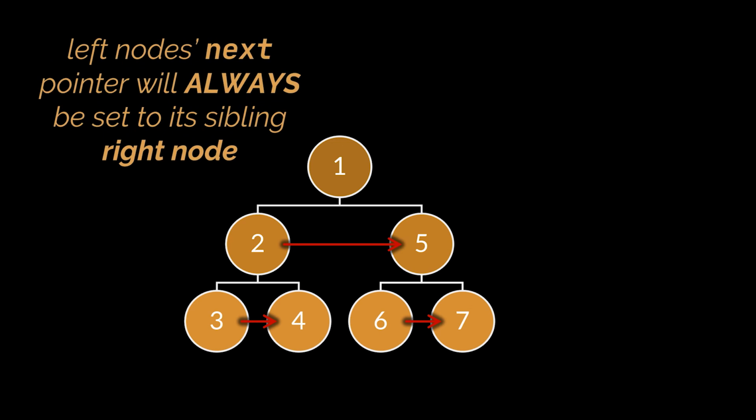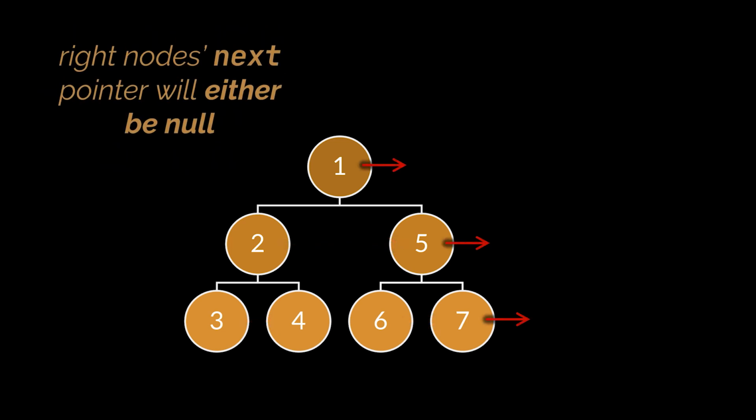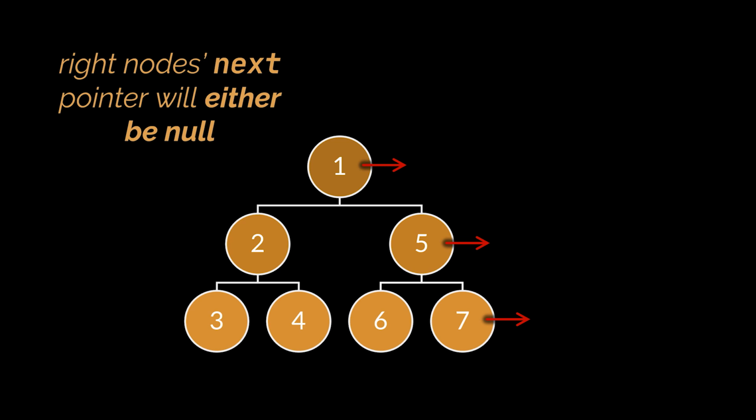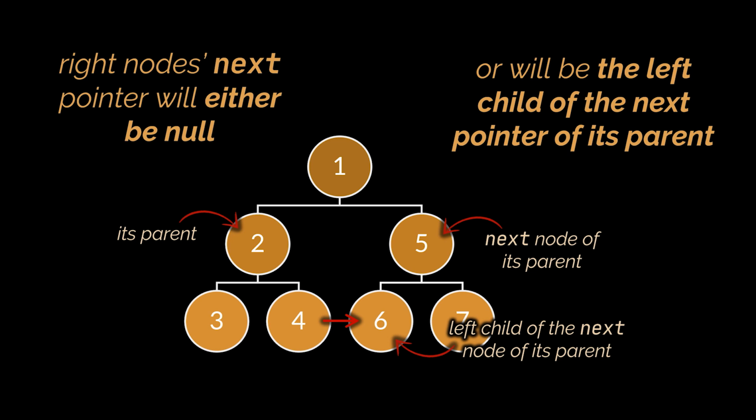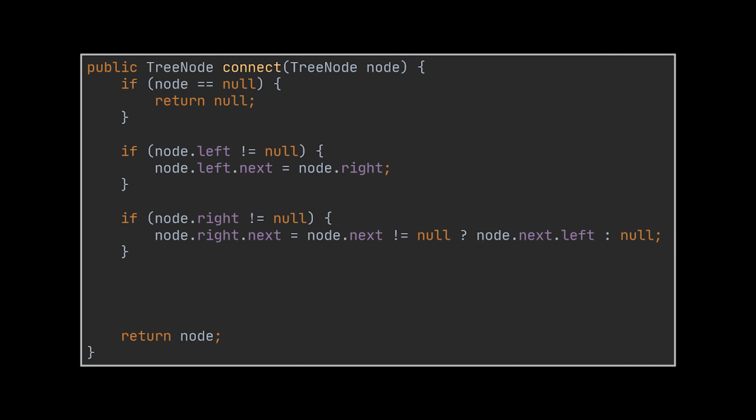Well, think about it. If a tree is perfect, then the next pointer of all left nodes of this tree will always be populated with their sibling right node, as it will always exist. And the next pointer of right nodes will either be populated with null if it is the last node of the level, or it will be populated with the left child of the next pointer of its parent, as it is the case with node 4 in this example. What we just said can be represented by the if conditions you see in front of you. Now these conditions should be applied on all the nodes of the tree, and the easiest approach to do this is by applying recursion. This way we will be able to traverse all the nodes in the tree, and that's it. We managed to solve this new problem in place without creating an extra queue.